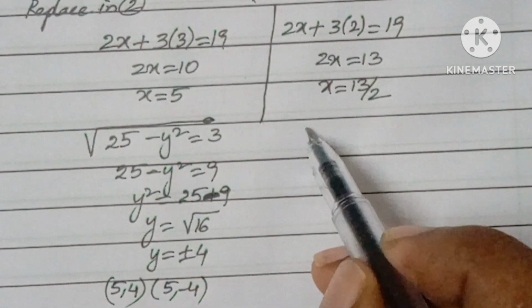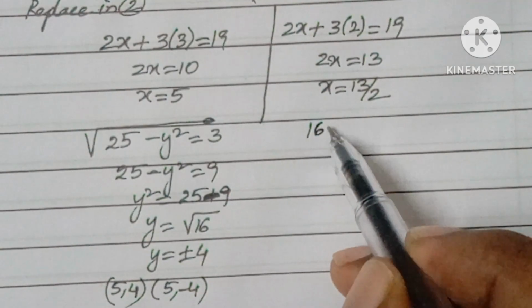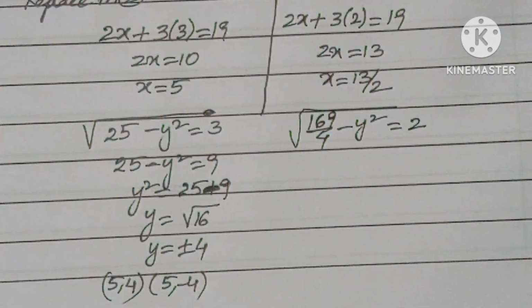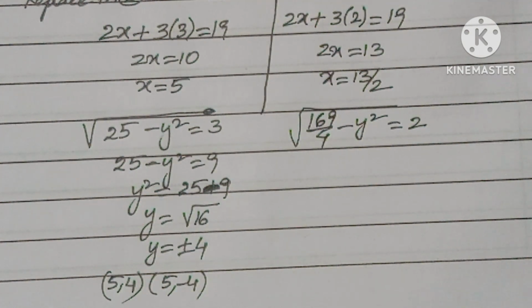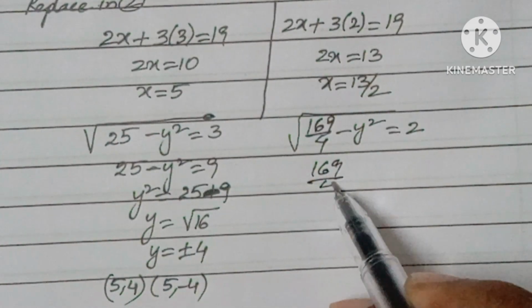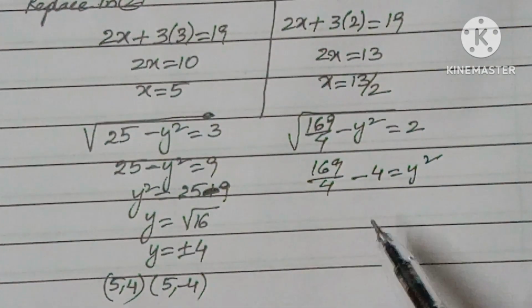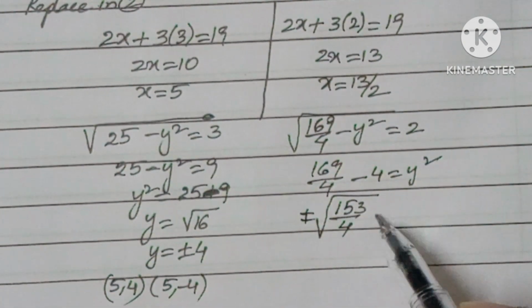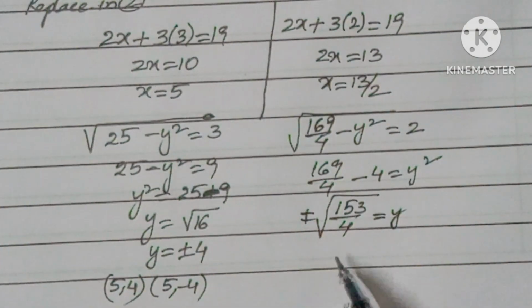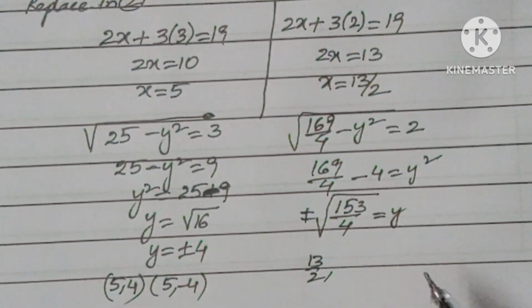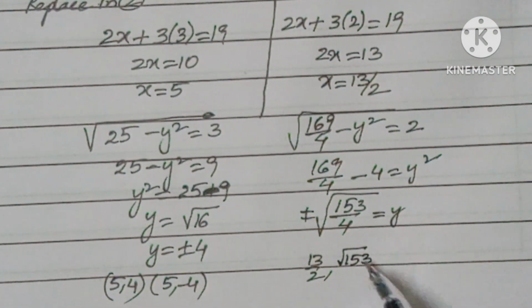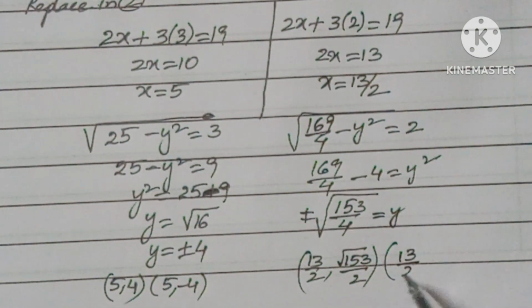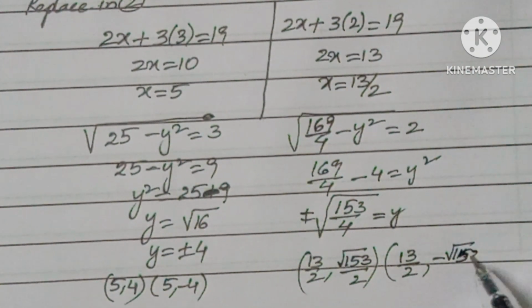Now if you substitute this value, square root of 169 by 4 minus y square is equal to 2. So here 169 by 4 minus 4 equal to y square. So 153 by 4, y is equal to plus or minus square root of it. So here we are getting 13 by 2 comma root 153 by 2. The second one is 13 by 2 comma minus root 153 by 2.